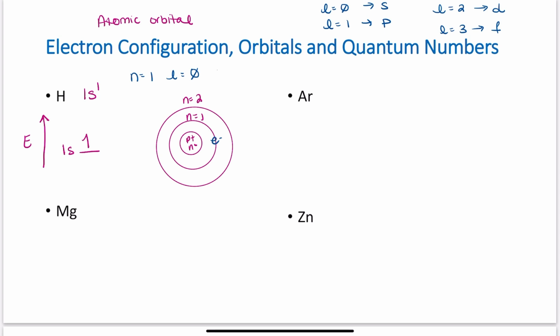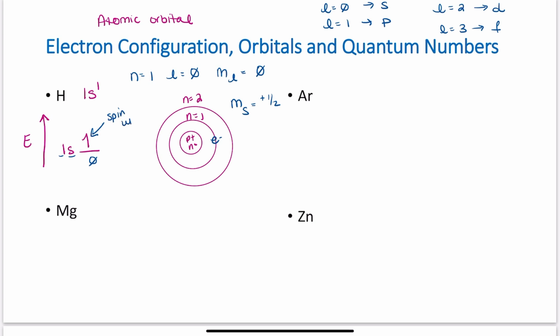Now, m sub L and m sub s, to me at least, are easier to see when I look at the atomic orbital. This is n equals 1, L equals 0. M sub L can only equal 0. M sub L is anywhere from negative L through 0 to positive L. But this one is called 0. S orbitals only have an m sub L value of 0. And this is spin up, which means it's positive 1/2. We will see spin down in another example.